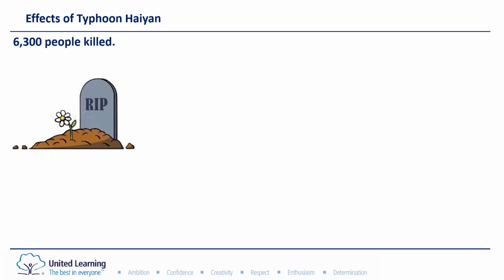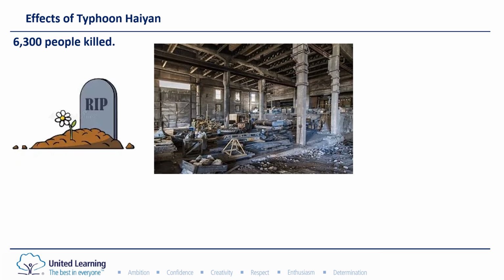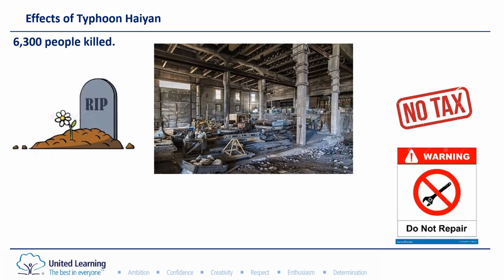Another primary effect was 6,300 people were killed by the typhoon. This is really bad for the Philippines, because what this means is there are less economically active people working in the country. So the government gets less taxes from less workers, which means they've got less money to repair infrastructure which was destroyed in the storm.